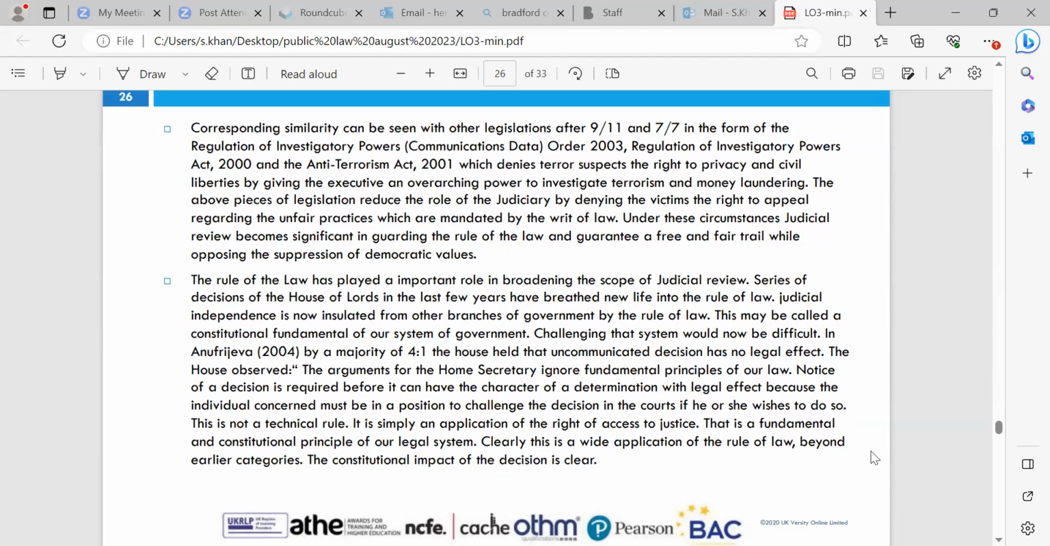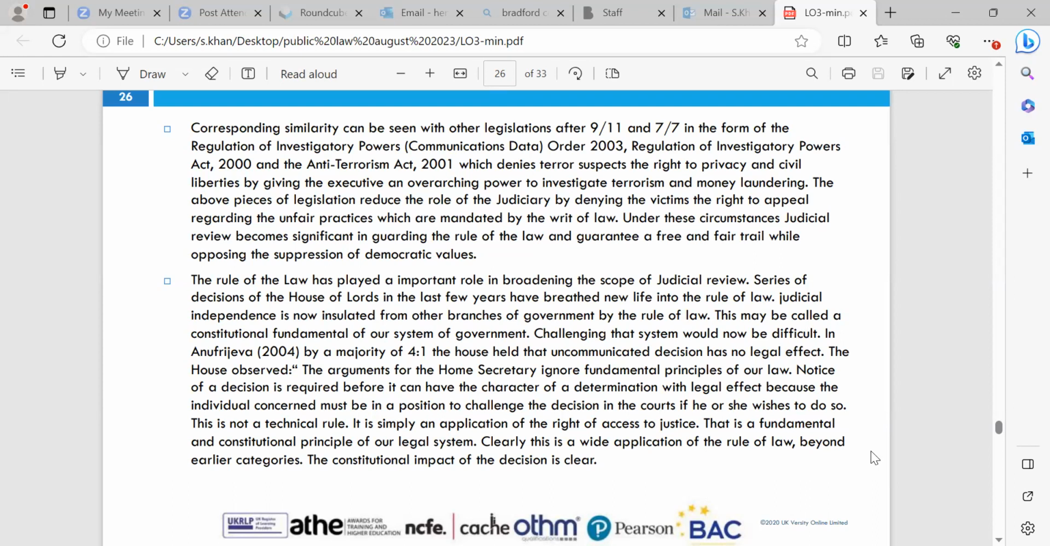Corresponding similarity can be seen in other legislation after 9/11 and 7/7, in the form of the Regulation of Investigatory Powers, Communications Data Order 2003, Regulation of Investigatory Powers Act 2000, and Anti-Terrorism Act 2001, which deny terror suspects the right to privacy and civil liberties by giving the executive an overarching power to investigate terrorism and money laundering. The above pieces of legislation reduce the role of the judiciary by denying the victims the right to appeal regarding the unfair practices which are mandated by the writ of law.